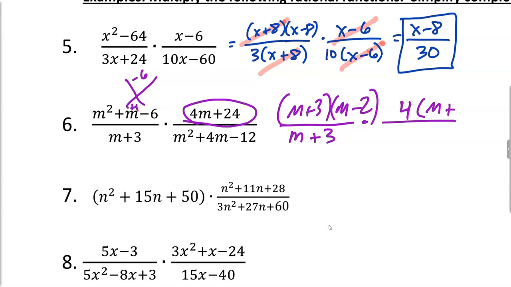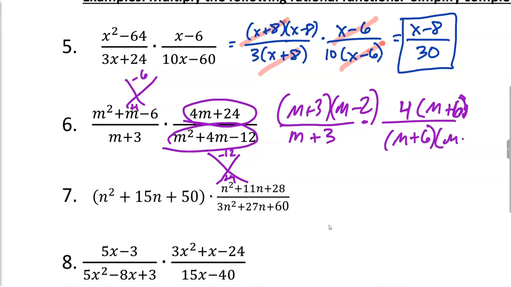If I take out a 4, m plus 6, right? Sure. My Apple Pencil's running out of ink. Okay. And then this, what multiplies to make negative 12 and adds to make 4? Okay, plus 6. Oh, frick. Plus 6 minus 2.